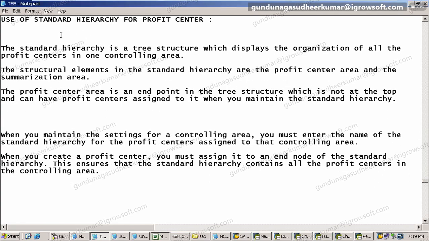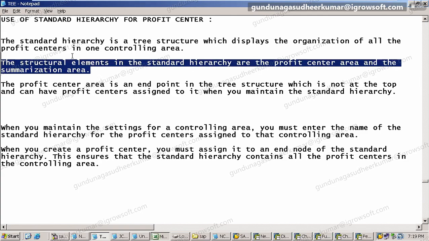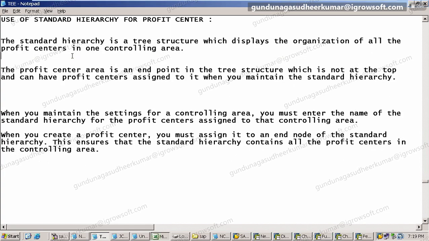So what is it saying? Standard hierarchy is a tree structure which displays the organization of all the profit centers in one controlling area. The structure elements in the standard hierarchy are the profit center area and the summarization area. The profit center area is an end point in the tree structure, which is not at the top, and can have profit centers assigned to it when you maintain a standard hierarchy.